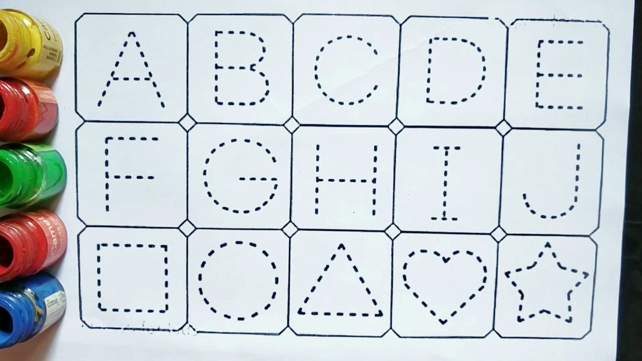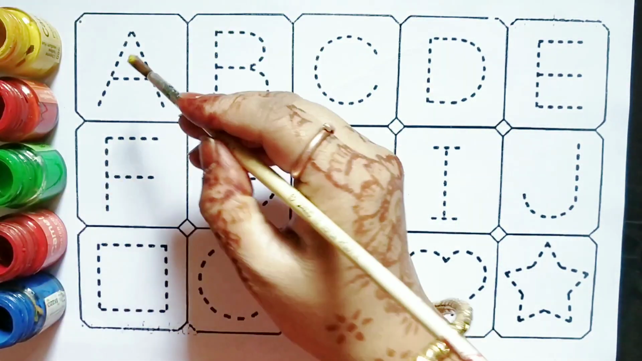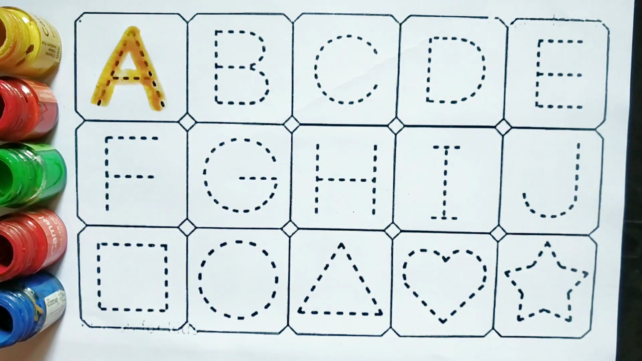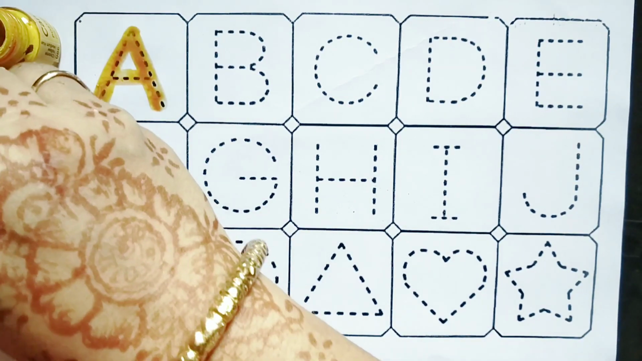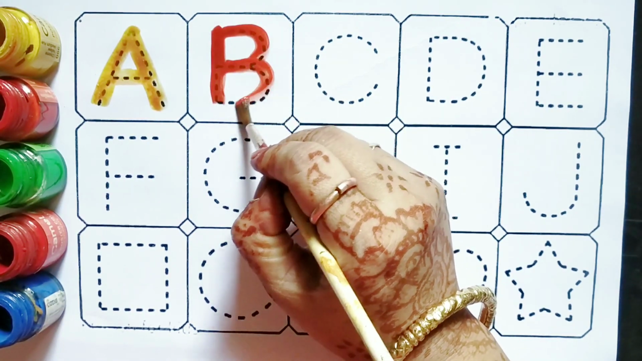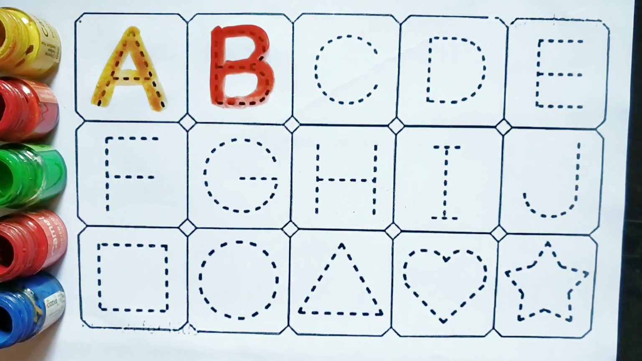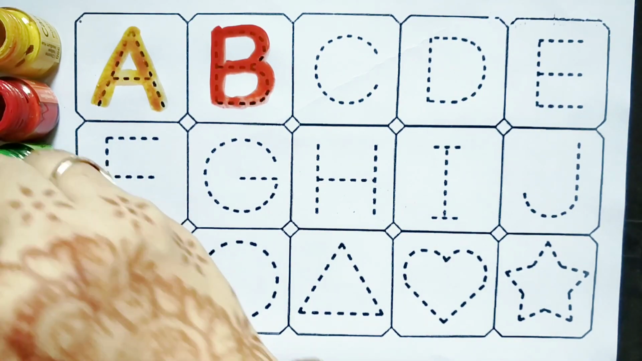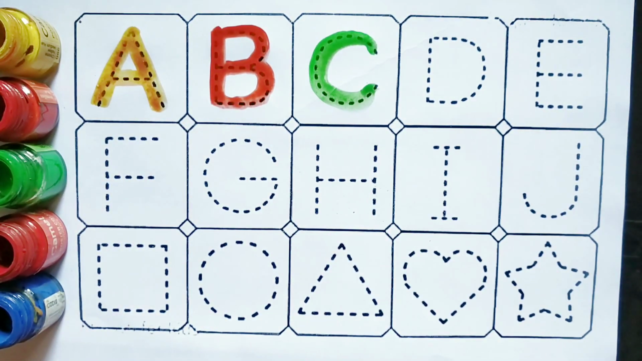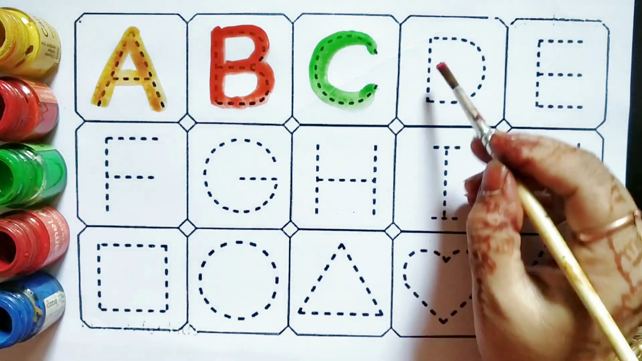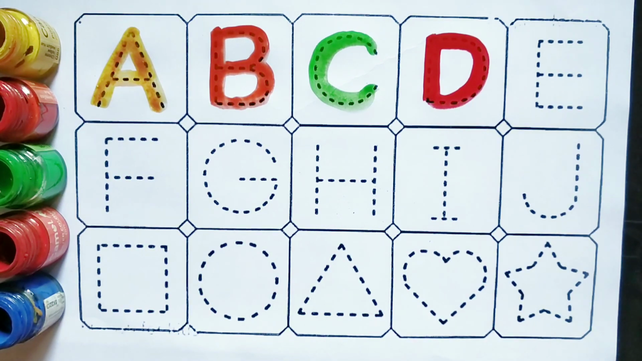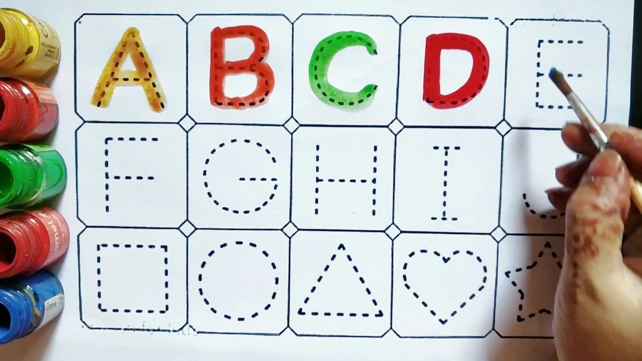Capital letters. A for apple, A for apple. B for banana, B for banana. C for coconut, C for coconut. D for dog, D for dog.